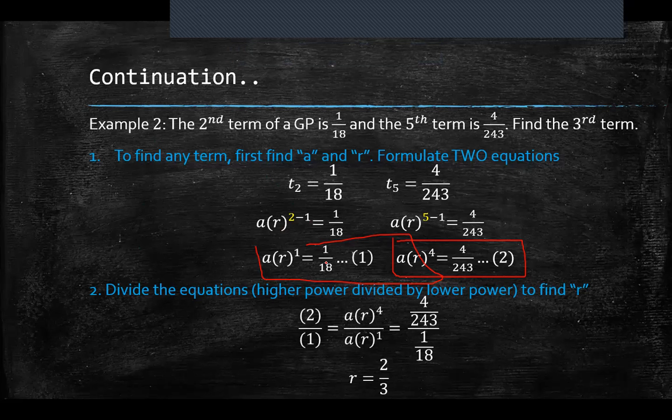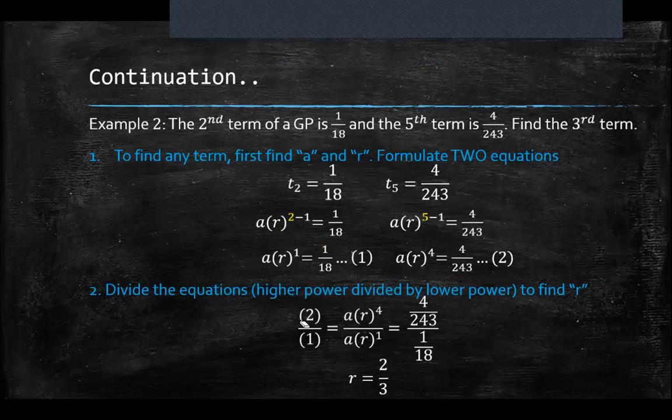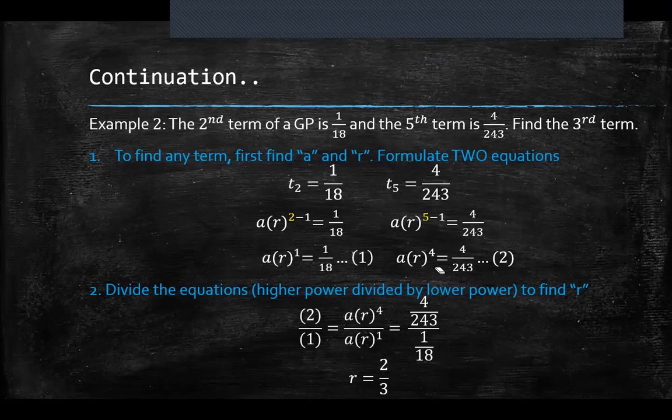Okay, so I was saying to the GPs, you take these two equations and you divide them, the higher power being on top. So r to the power 4, that's higher than r to the 1. So the second equation goes on top of the first, and you divide. Don't get me wrong, right?